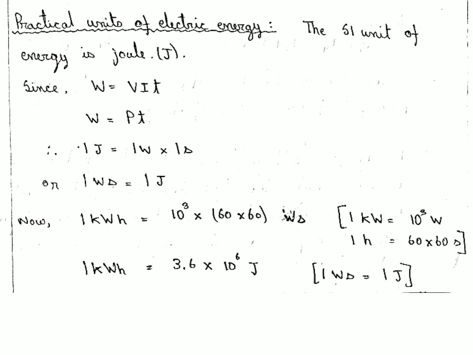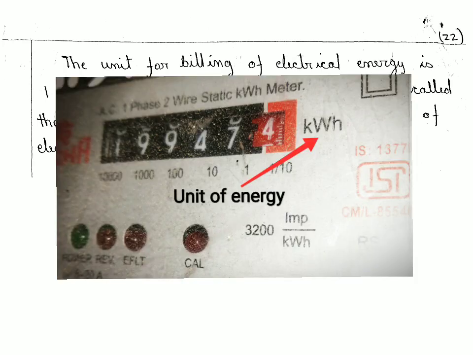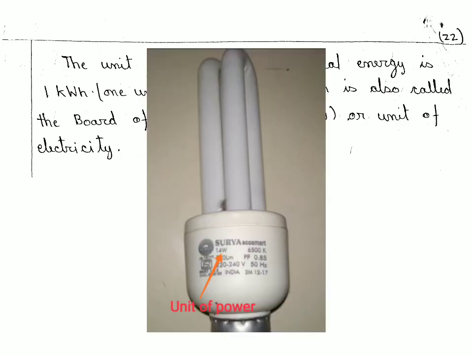So this unit is actually used for billing electrical energy, and as I've told you before, this is found in your meter box. So 1 kilowatt hour is also called the Board of Trade Unit, BOTU, or unit of electricity. So these are units of energy and power, and especially power. You can find the unit of power in the electric bulbs, where you have 5 watts, 10 watts. So these are all units of power.